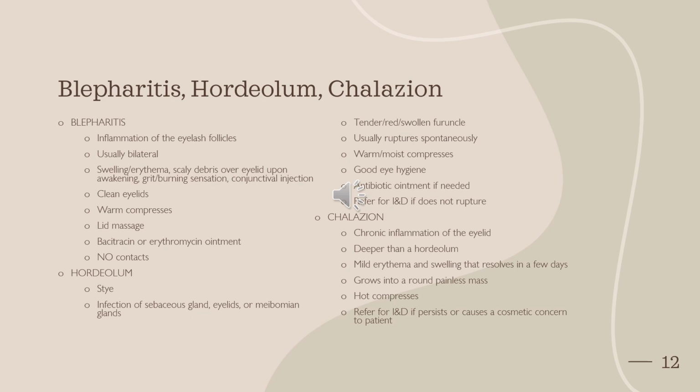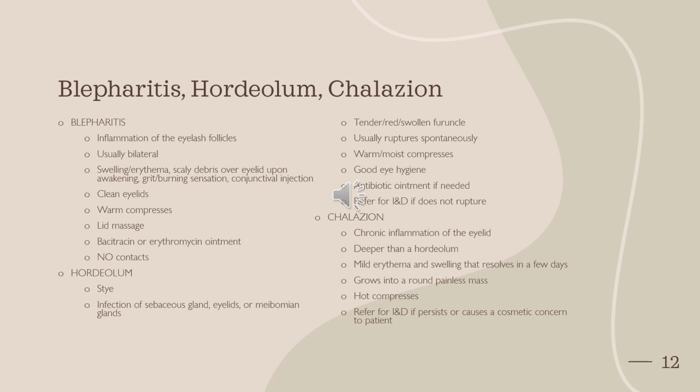So then we move to the chalazion, and that's a chronic sterile inflammation of the eyelid, and they're going to have a lipogranuloma or blockage of the meibomian glands, and that's usually on the posterior margins of the eyelids. These are deeper than hordeolums, and it actually could start as an internal hordeolum that has turned into a chalazion. But basically, this is chronic inflammation of the eyelid. They're going to have mild erythema and swelling that resolves in a few days, but then after the swelling and erythema resolved, they're going to have a round painless mass.